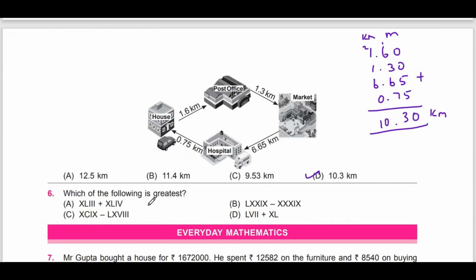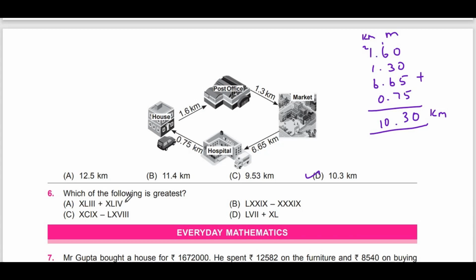Now let's see the 6th question. Which of the following is the greatest number? So here the Roman numerals are given. We have to find out the greatest number. So now for finding the greatest number, we will solve every option first. So what is given here? XL. So if it is L, L is 50. If it is XL, it would be 40.